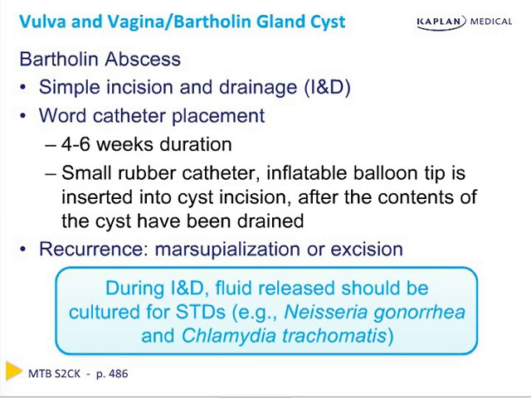If a recurrence happens, marsupialization, or a special form of incision and drainage where the space is left open with sutures, can be performed. If it still recurs, excision can be undertaken. If a Bartholin's gland cyst arises in a woman who's over 40 years of age, an excision should be the treatment of choice due to concern for carcinoma in the Bartholin's gland. During any incision and drainage, fluid release should be sent for cultures and sexually transmitted infection screening for gonorrhea and chlamydia.